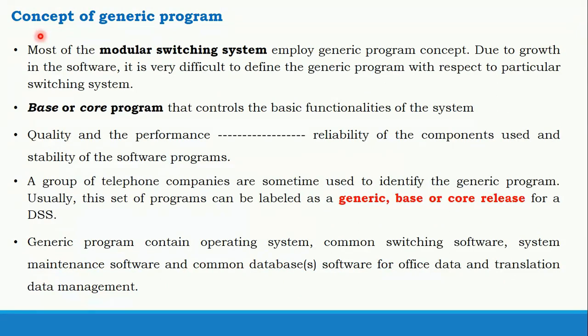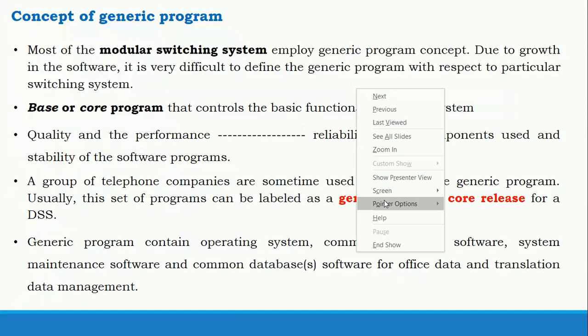Then you'll be getting one separate question on the concept of generic program, carrying 4 marks or 6 marks. Usually 3 names are given for this generic program. One is generic program, or base program, or core program. I hope you may be knowing what is the meaning of base program. The base program is nothing but the main functions of a switching system, that is, the basic functions which are needed for the switching system.